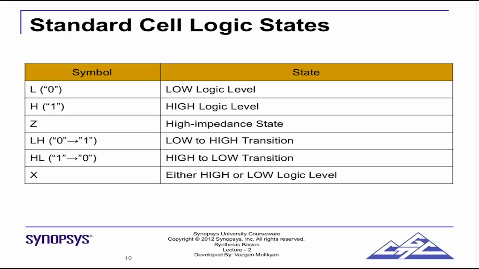The transitions can be represented by symbols like LH, low to high transition, HL, high to low transition, or X. Now X as a logic level means you do not know what is there on the node. It can be either high or low, but at some point of time you do not know what the state is. This is very useful in synthesis. I'll give you some examples in the next lecture about how X is used. It is very common in simulation, the state X.